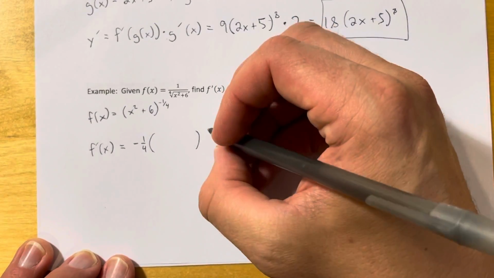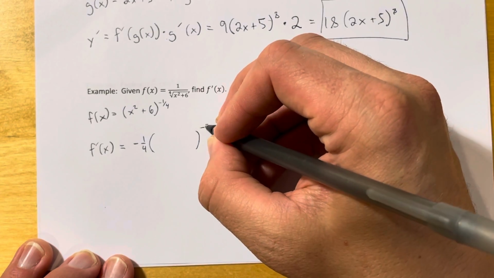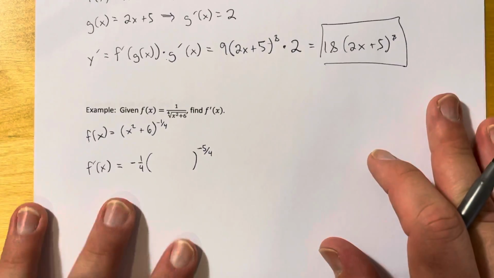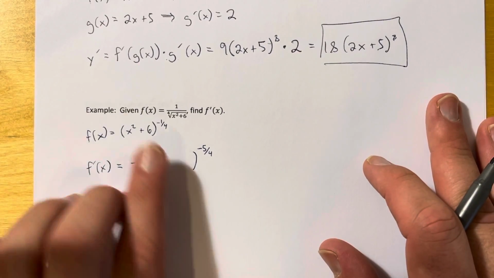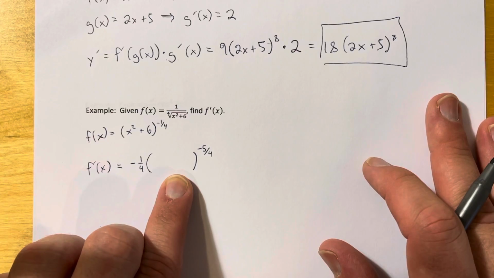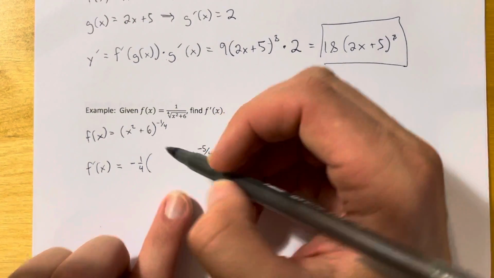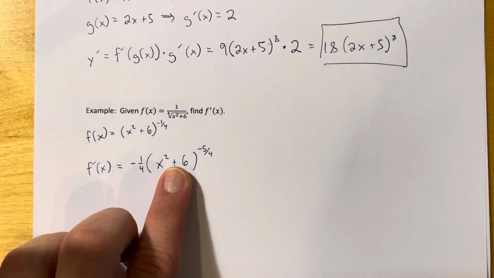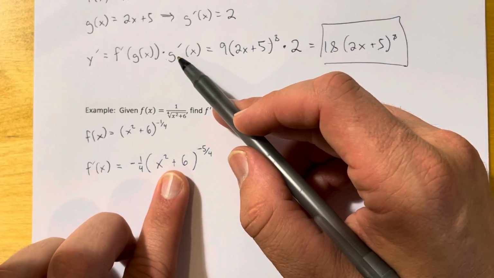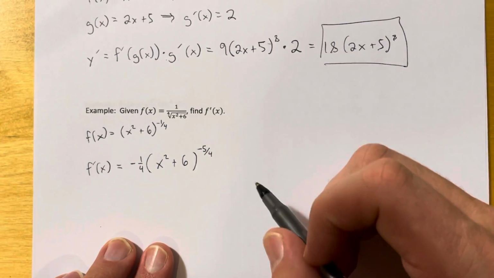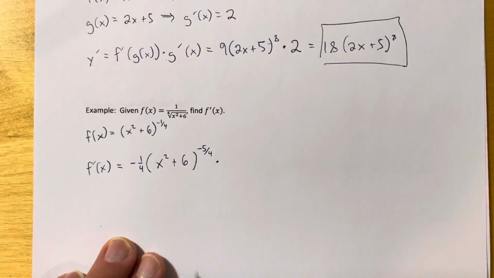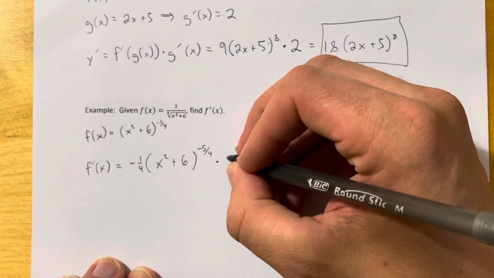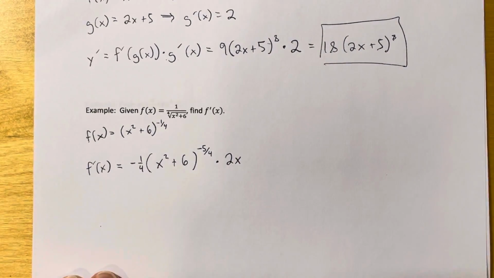Negative 1/4 minus 1 is negative 5/4. This is my f prime right here. I left parentheses because that's where the g of x is going to go. The g of x is x squared plus 6. Nothing changes with that inside function here. But then the chain rule says you also multiply that by g prime of x. So I'm going to multiply that by the derivative of this inside function, which would just be 2x.